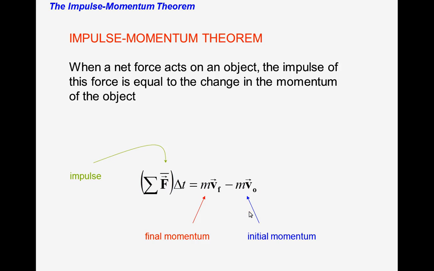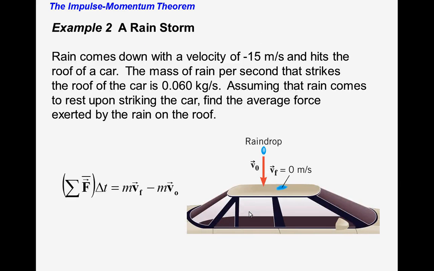It says that when a net force acts on an object, the impulse of this force is equal to the change in the momentum of the object. So the impulse will change the momentum of our object in question. So rain comes down onto the roof of a car with a velocity of -15 meters per second, hits the roof of the car. The mass of the rain per second that strikes the roof of the car is 0.06 kilograms per second. Assuming that the rain comes to rest upon striking the car, find the average force exerted by the rain on the roof.